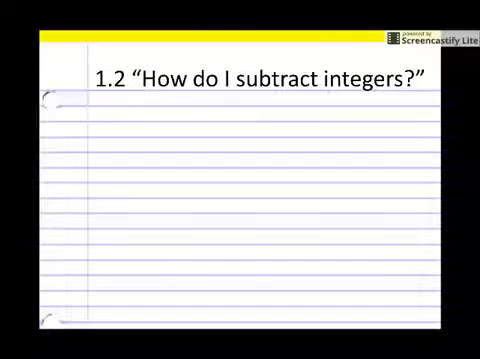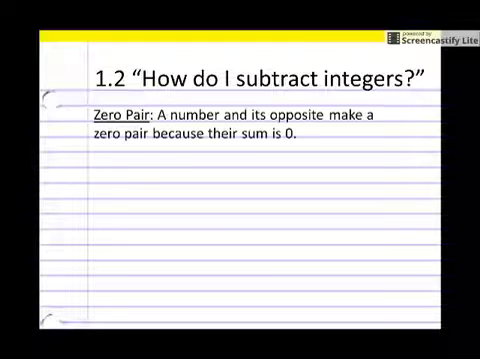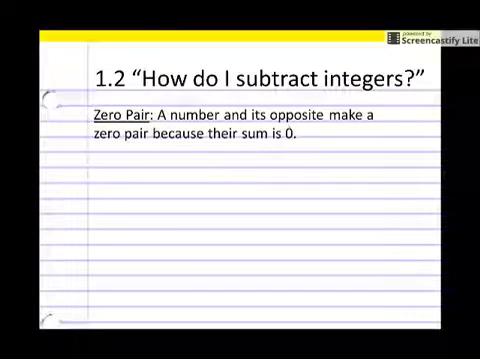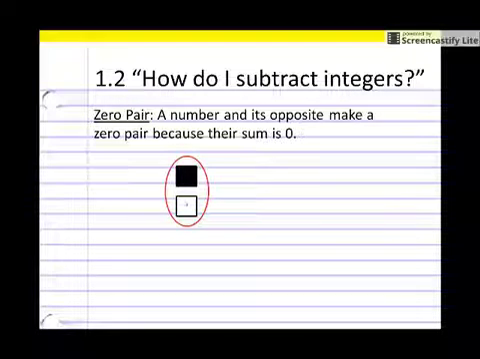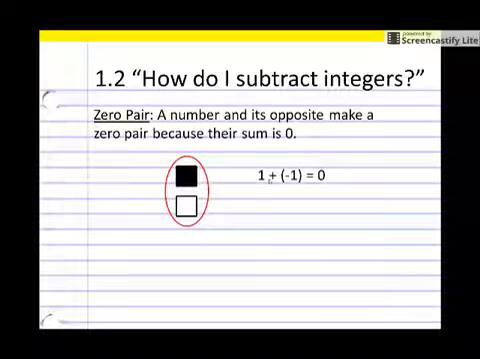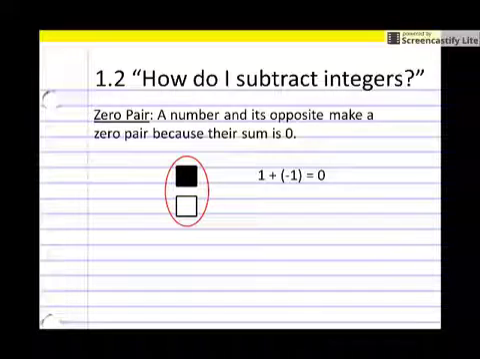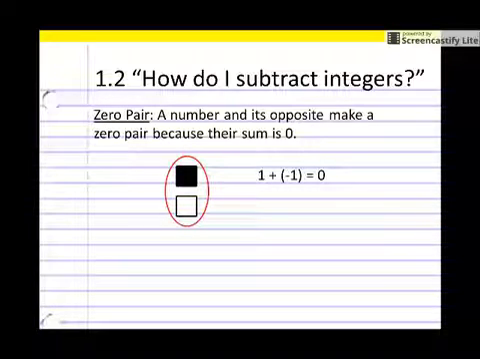We're going to start this page with one definition: zero pairs. As you know, a zero pair is a number and its opposite that make a zero pair because their sum is zero. So for example, if I have a positive and a negative, we know this makes a zero pair. And that's because one positive plus one negative will always equal 0. We call this a zero pair. Again, pause the video and make sure you have this copied down.